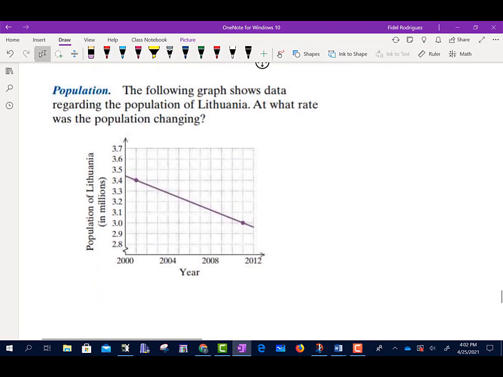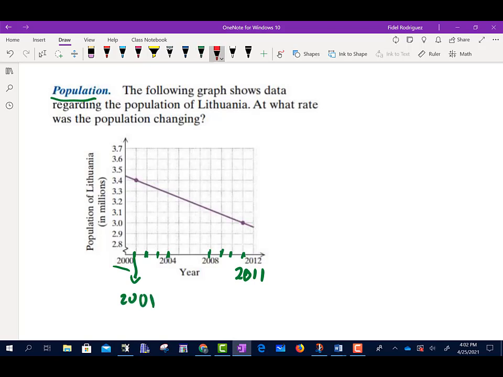Okay? All right, so now we have one dealing with population, and it says the following graph shows the data regarding the population of Lithuania. At what rate is the population changing? Okay, so we're looking at years here. This is 2000, this is 2004. So this is going to be 2001, 2002, 2003, right? So on and so forth. If this is 08, this is 09, this is 2010, this here is 2011. Okay, that's 2011. And this one here is 2001, okay?